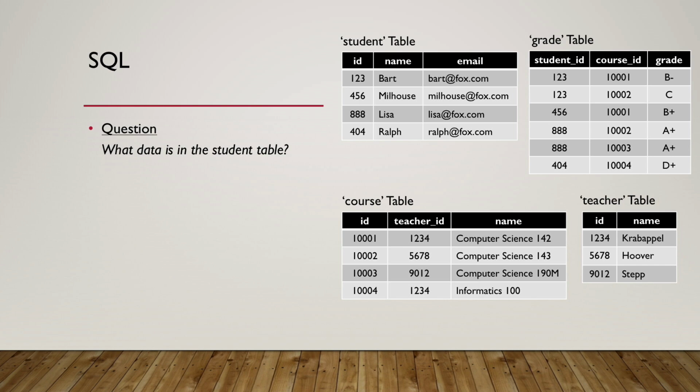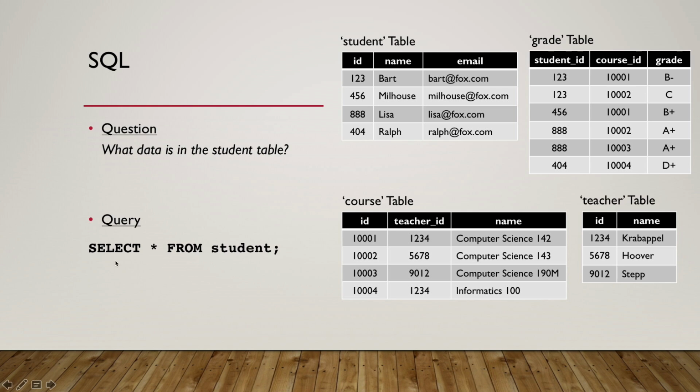Well, first, what data is in the student table? That's a question we could ask. Now, of course, it's printed right over here to the side, but assume you didn't have that. It's just stored in a database. We're going to ask the database that. We'll say to the database, what data is in the student table? Here's what that looks like in SQL. I say select star from student.